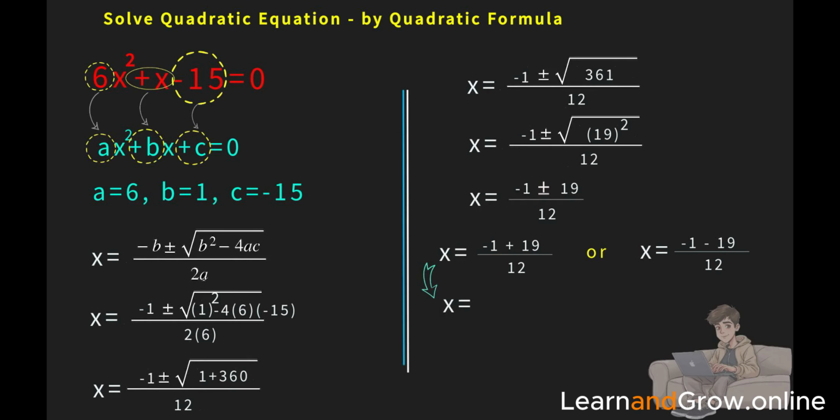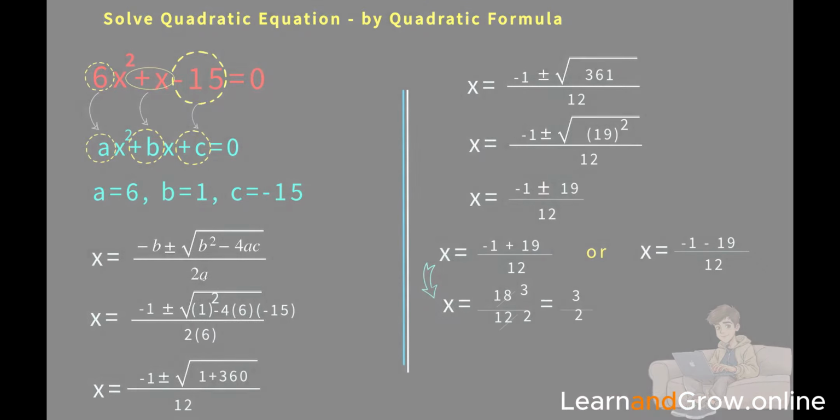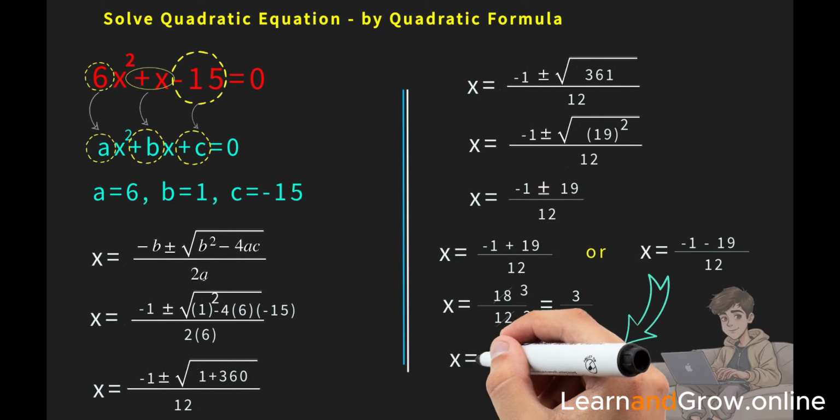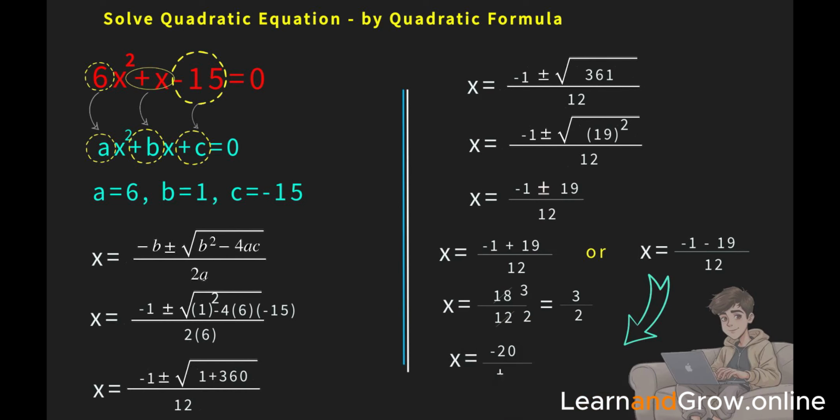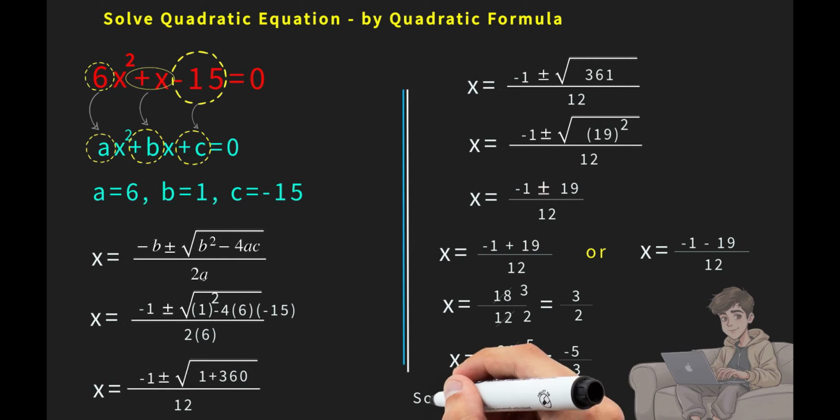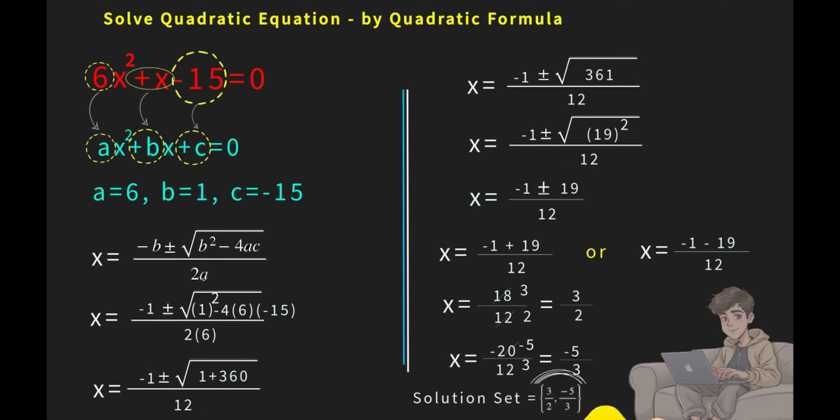Let's solve the first solution. It's pretty straightforward. Both the numerator and denominator are divisible by 6, so the fraction simplifies to 3 over 2. For the second solution, both the numerator and denominator are divisible by 4. After dividing, the numerator becomes negative 5 and the denominator becomes 3. So the solution set for the quadratic equation is 3 over 2 and negative 5 over 3.